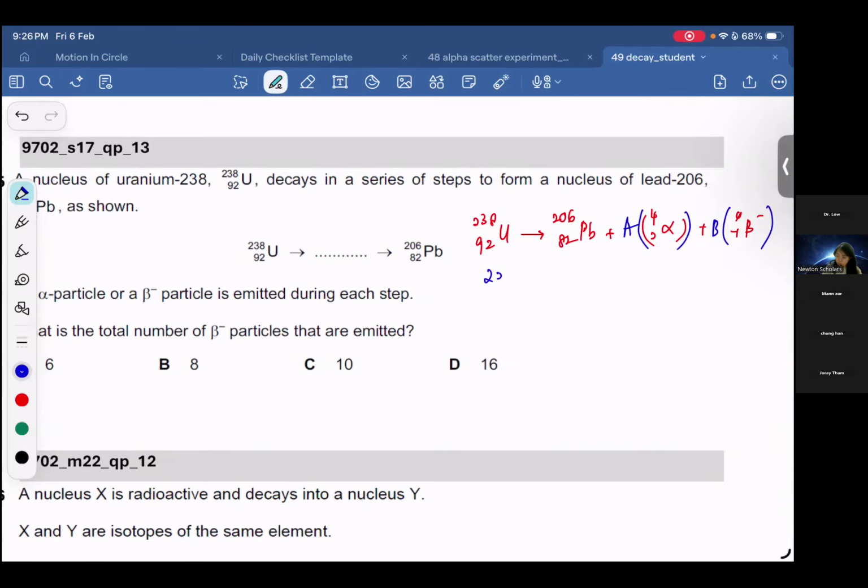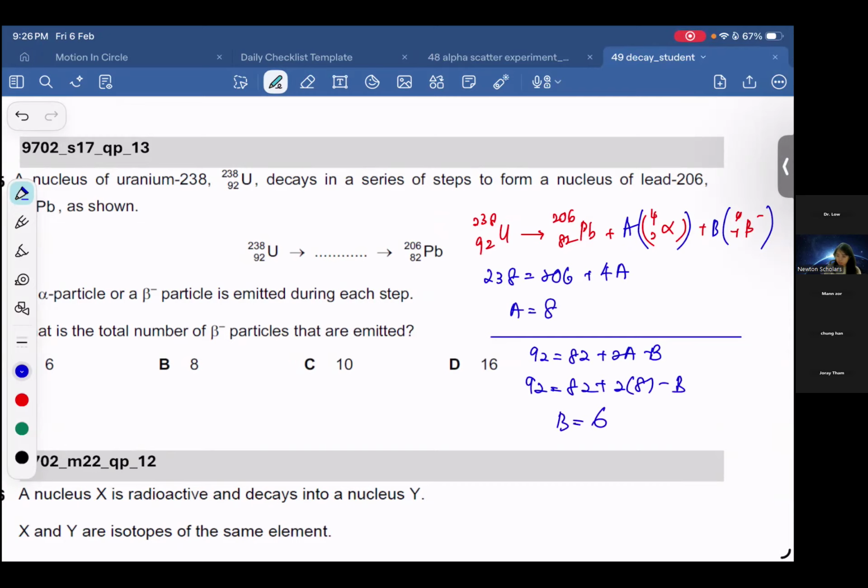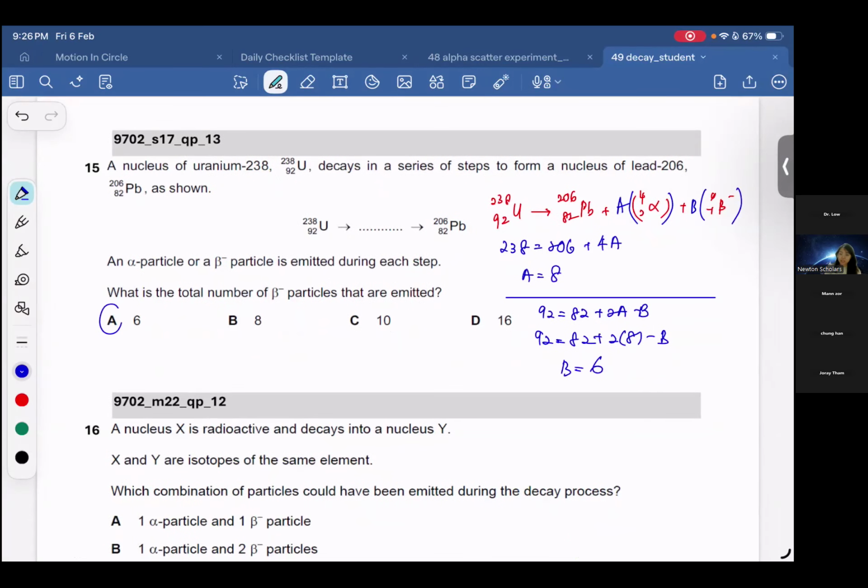Okay, so it's 3, 2, 3, 8 equals to 2, 0, 6 plus 4A. So your A at here should be 8. Then you balance the bottom part, which is the 92 equals to 82 plus 2A minus B. Your B at here should be 6. So you got 6 beta particle. It should be fine. This is the technique. Starting, ending, then you find how many losing for the how many alpha and how many beta.